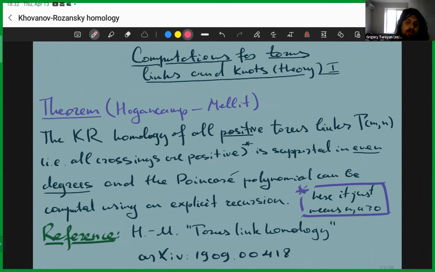All right. So let me just formulate the following key theorem due to Hogancamp and Mellit, which asserts the Khovanov-Rozansky homology of all positive torus links. So it's not necessarily a knot, it can be a link with many components. Positive means that all crossings are positive, but here for torus links it just means that m and n are non-negative.